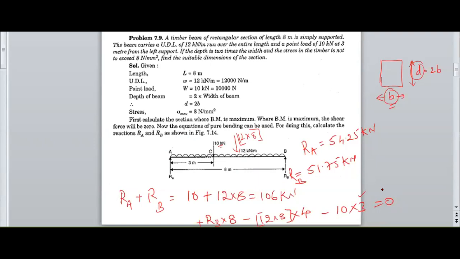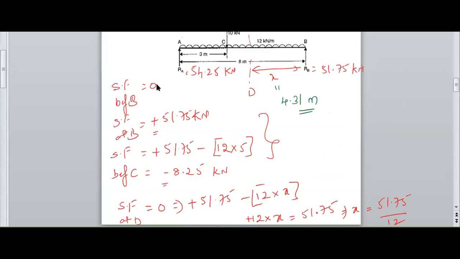Substituting all the values, I need to find out RA and RB. Therefore, these are the two values. After finding RA and RB, I need to draw the shear force diagram.